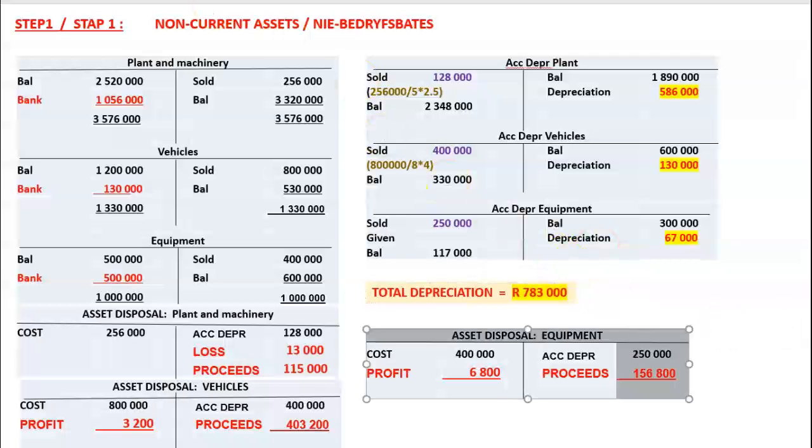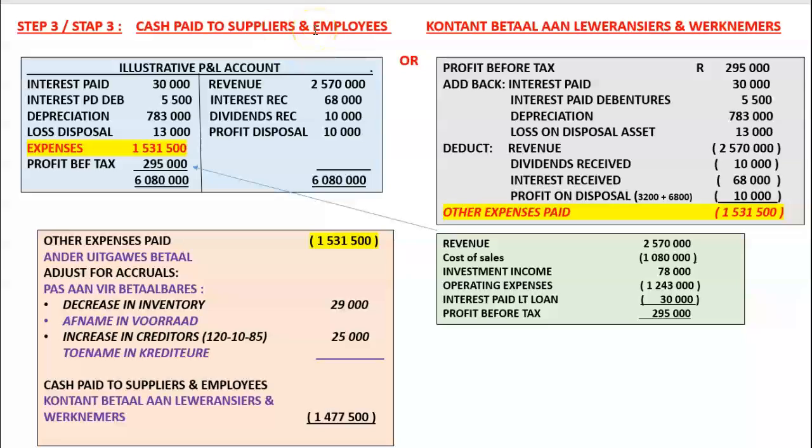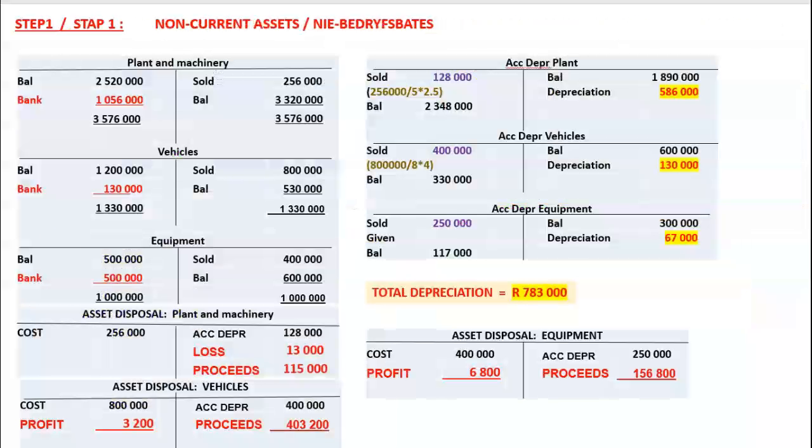Where are we going to use that? Going to use it as a non-cash flow item, and we have to do our cash paid to employees and suppliers. So we might as well go and park that thing. We know that thing starts cash paid to suppliers and employees with profit before tax. We don't know, we haven't seen that as yet. But we know we're going to add back depreciation. And there's our depreciation, 783,000, which we have just calculated there.